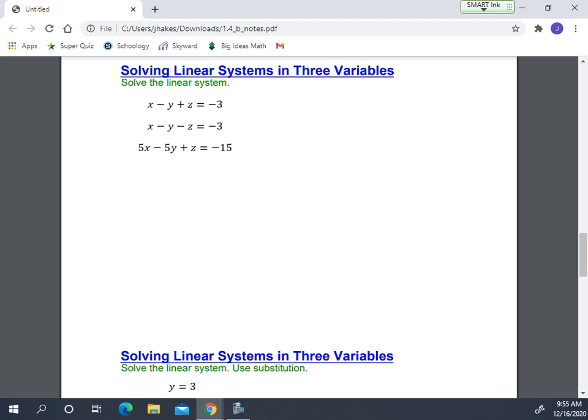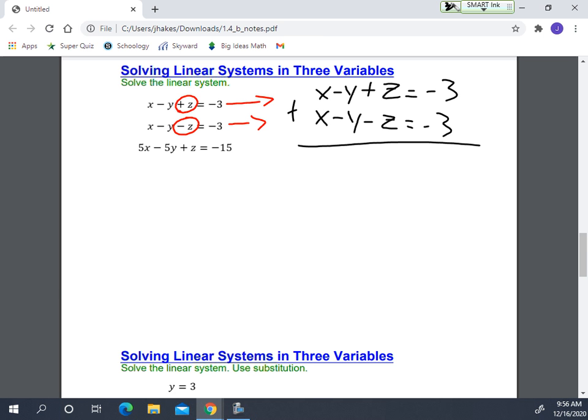All right, let's solve this one. In our first and second equation, look, I already have opposites. I have plus z and minus z. That's a good thing. So I'm going to write those equations over here. I can just rewrite those. I can say x minus y plus z is equal to -3. And I have x minus y minus z is equal to -3.